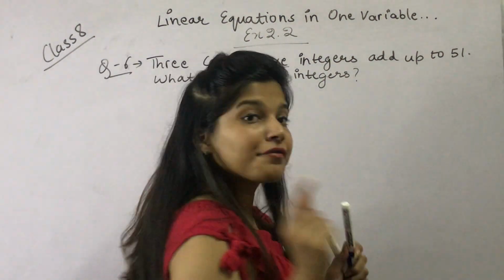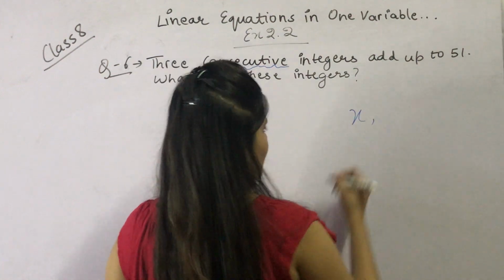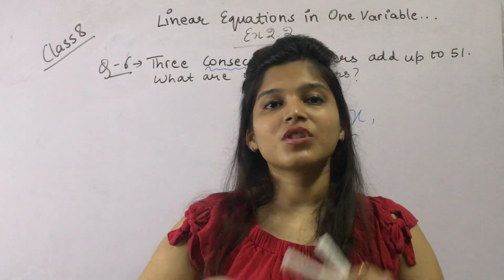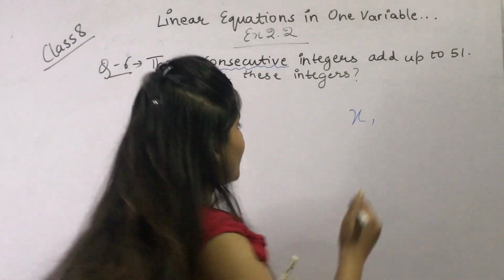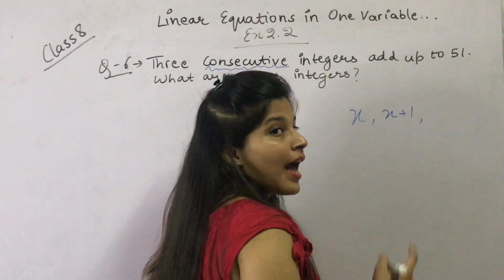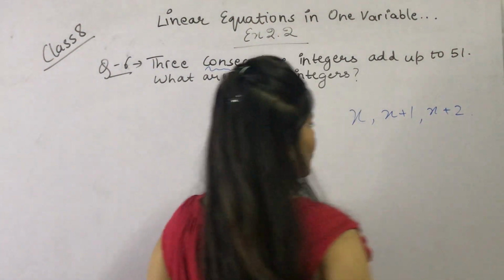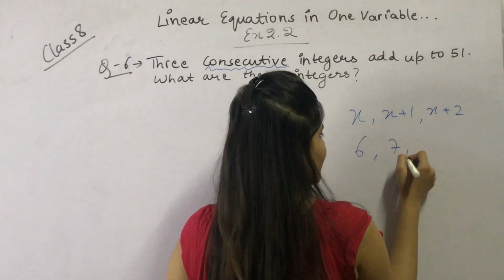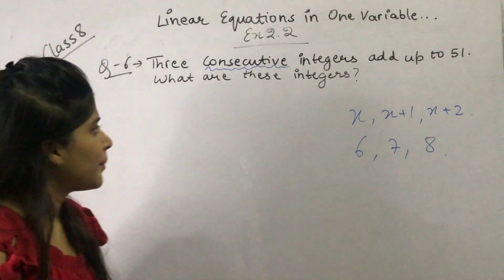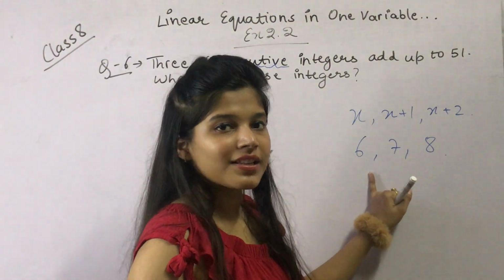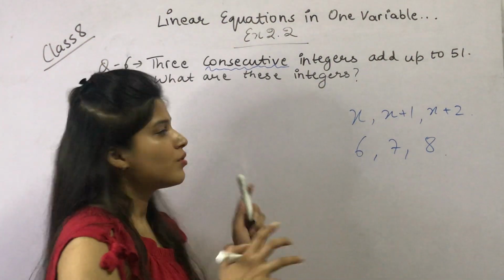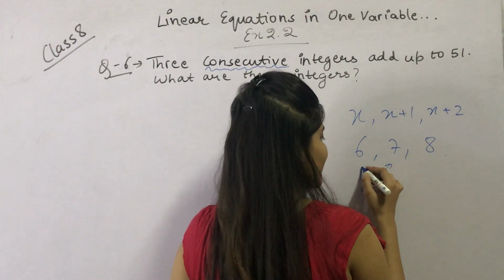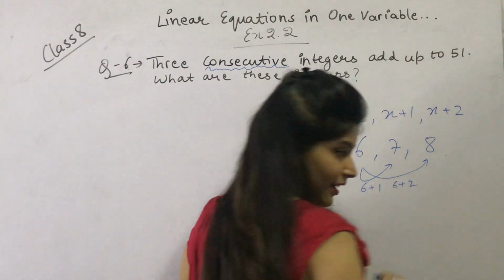Suppose I take the first integer as x. If the first consecutive integer is x, then the next integer will automatically be x plus 1 and the third one will be x plus 2. How did we let this? Suppose first is 6, then 7, then 8. We are supposing that the first is 6. If 6 is x, then what will be next? 6 plus 1. And its next? 6 plus 2, 8.